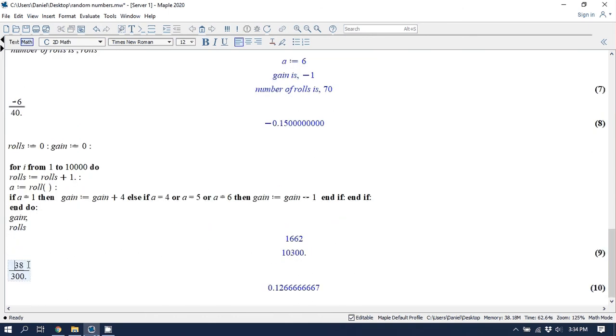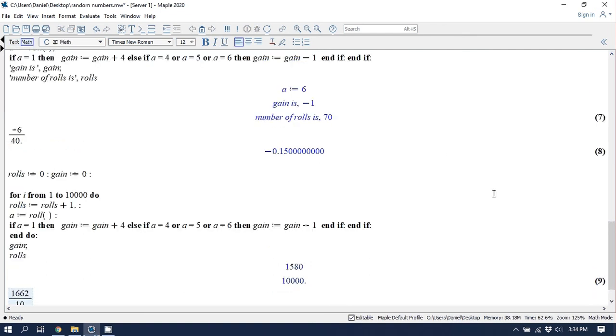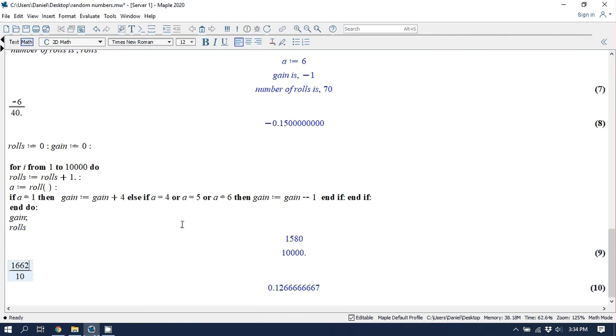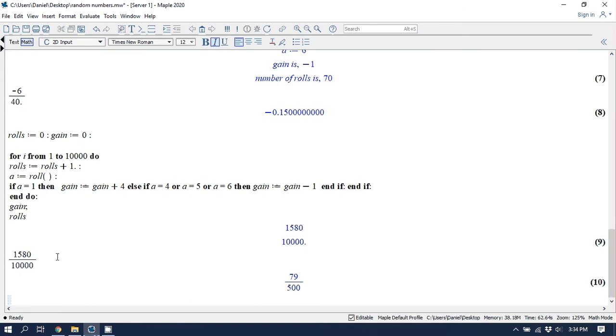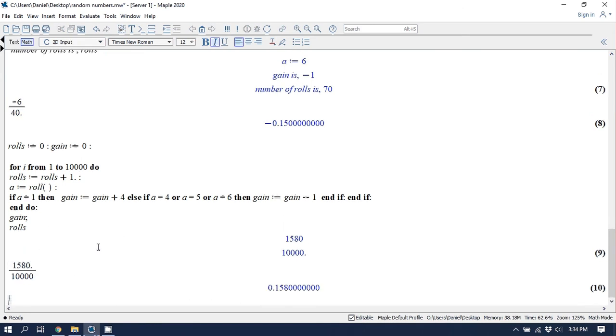In that case, we pretty much see we're very close to the expected value. The gain divided by the number of rolls. Oh, I didn't initialize the number of rolls, so let me start over. I have to initialize it. So it's 1580 the gain, and the number of rolls obviously 10,000. Make it a decimal. Very, very close to 0.16.